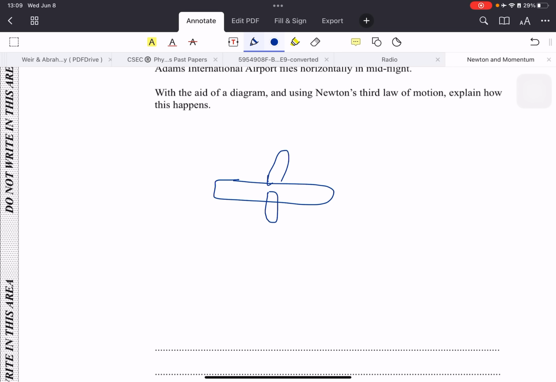Okay, so the wings and the weight of the plane with gravity, right? There's a down force there, right? And then the wings now, because of Newton's third law of motion, because there's the down force, there is an equal and opposite force pushing up on the plane. Okay, so this is how Newton's third law really helps the plane fly horizontally.